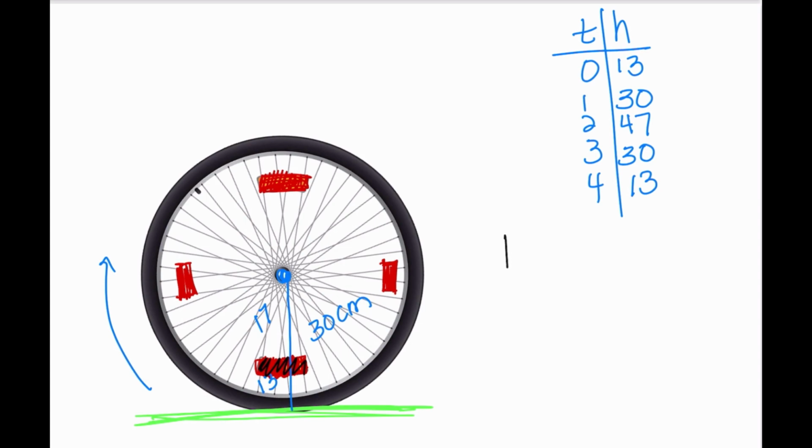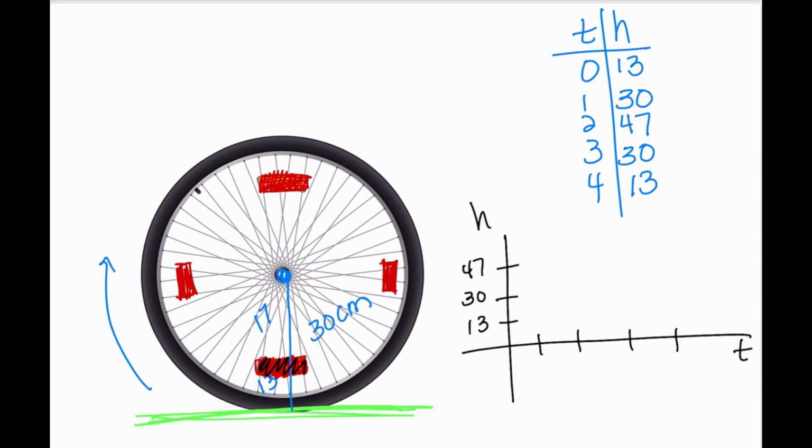I'm going to do the same thing I did before, which is create a graph so that I can visualize what is happening and get a better idea as to whether I'm going to use cosine or sine to model this. Right here, I'm going to put time and this is going to be height. Let's go ahead and add the 13, 30, and 47. So here at time 0, we are at 13. At time 1, we are at 30. At time 2, we're at 47. At time 3, we're going to be at 30. And at time 4, we're going to be at 13.